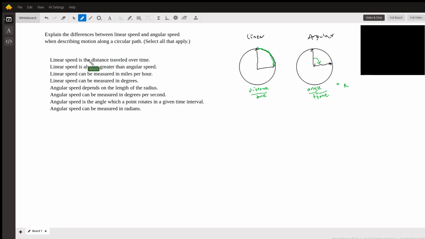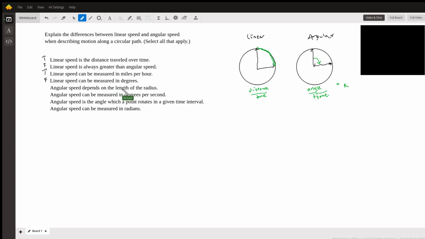Okay. Linear speed is distance traveled over time. That's true. Linear speed is always greater than angular speed. That question has no meaning, so we'll just put false here. Linear speed can be measured in miles per hour. Yes, distance is measured in miles, so yes. Linear speed can be measured in degrees. No, that's angular speed. This is measured in degrees or radians, so this is false.